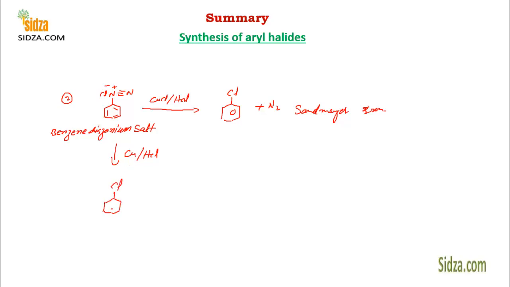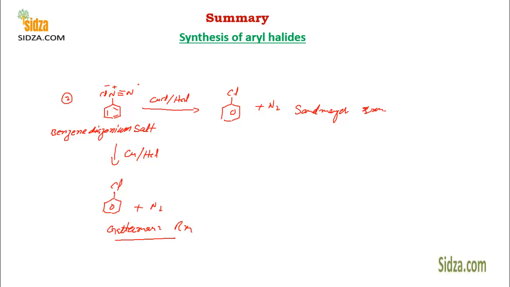Again, the nitrogen will be replaced, as N2, nitrogen gas. The difference is that here we use copper chloride and HCl, and here we use copper and HCl. This is a modified form, and that's why this is called the Gattermann reaction, right? This is basically a Gattermann reaction, and it has an advantage over the Sandmeyer reaction: it produces more yield.